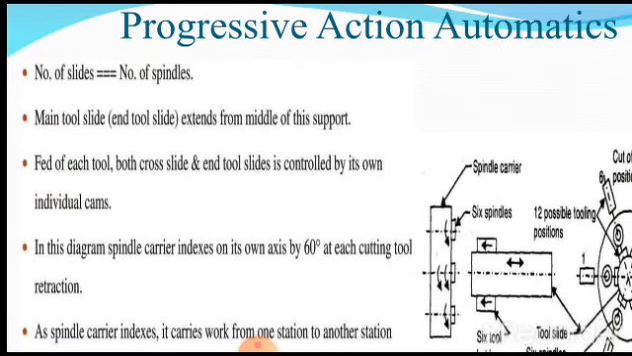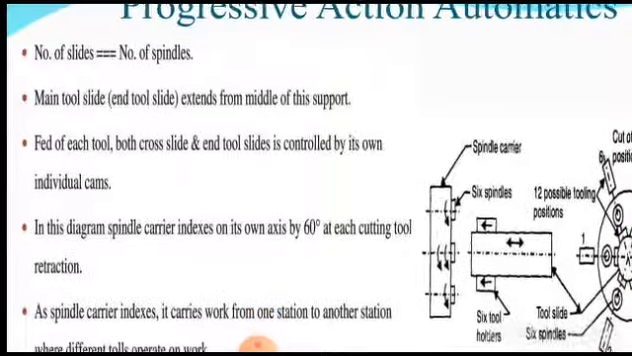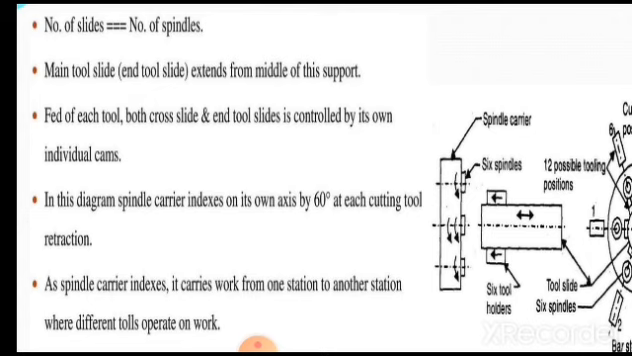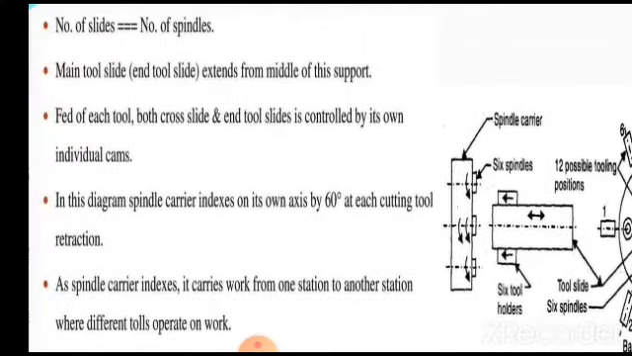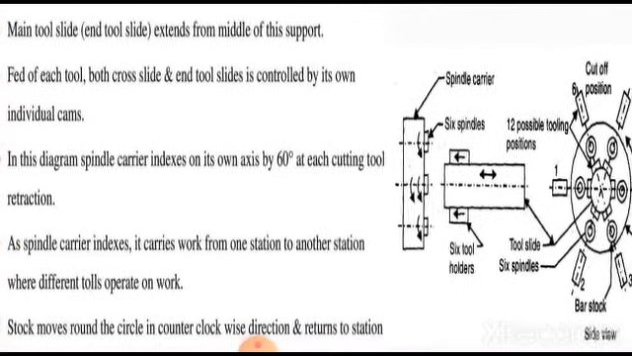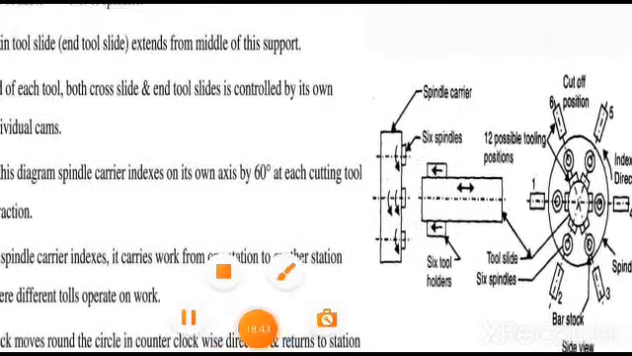Main tool end slide extends from the middle of this support. Feed of each tool, both cross slide and end tool slides, is controlled by its own individual cam. Here the entire controlling of the cutting tool is carried out by the cam and follower mechanism. In this diagram, the spindle carrier indexes on its own axis 60 degrees at each cutting tool retraction. That means it is made to rotate through an angle of 60 degrees because it has 6 tools there. As the spindle carrier indexes, it carries work from one station to another where different tools operate on the work. I have just explained that.